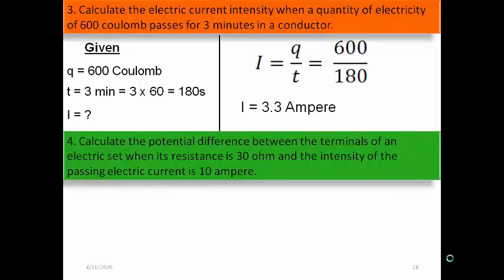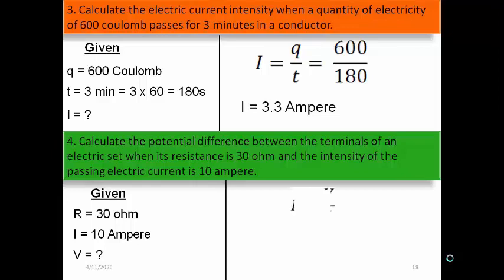The last exercise, calculate the potential difference between the terminals of an electric set when its resistance is 30 ohm and the intensity of the passing electric current is 10 ampere. What is given is the resistance 30 ohm and intensity is equal to 10 ampere. The potential difference is unknown.